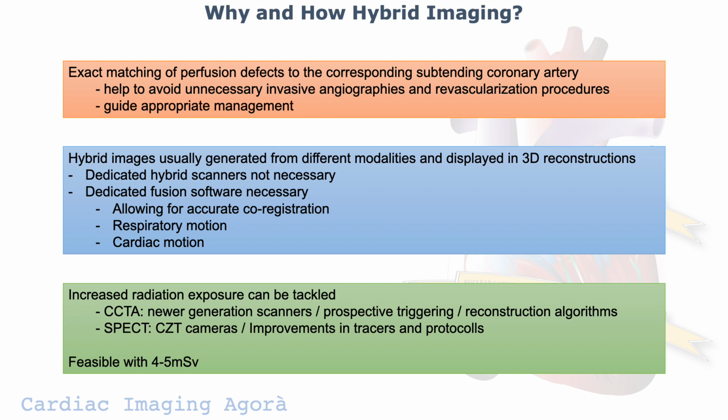One issue that has arisen with the use of cardiac hybrid imaging is the increased radiation exposure, and this can be tackled on the one hand for the CTA with newer generation scanners, different protocols such as prospective triggering on scanning, as well as newer reconstruction algorithms. And on the SPECT side, for example, newer cameras like the CZT cameras, as well as improvements in tracers and protocols, can nowadays allow the acquisition of hybrid imaging with less than 5 millisievert per study.